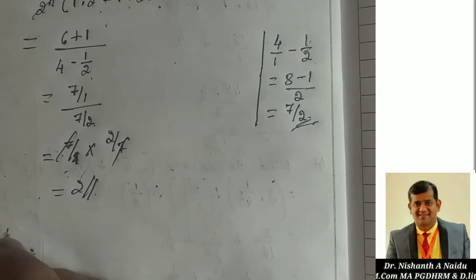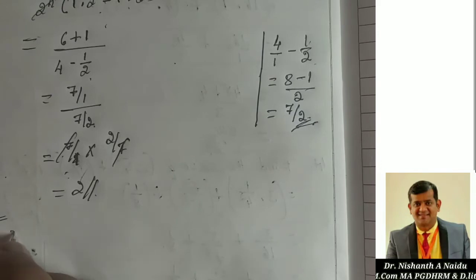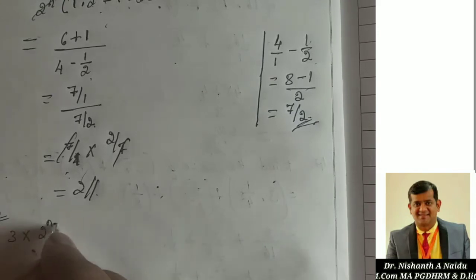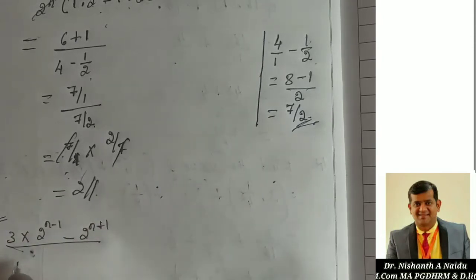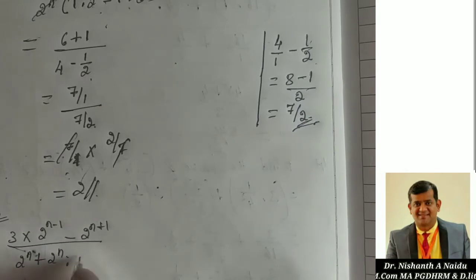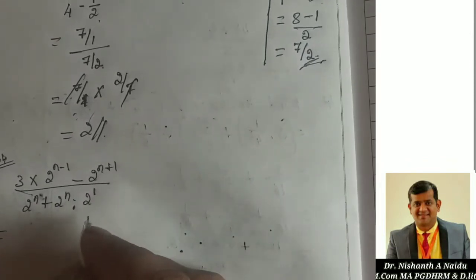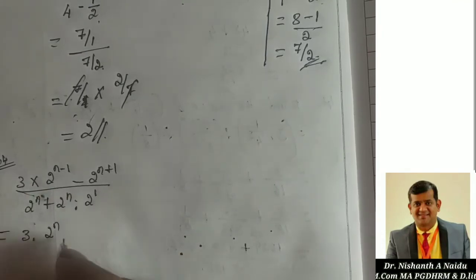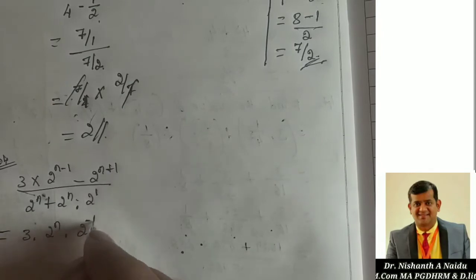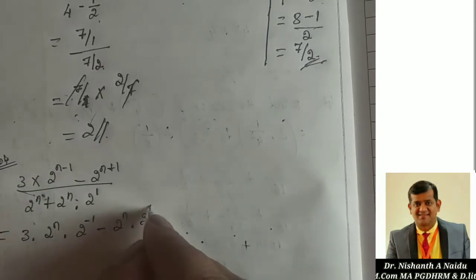Problem number 49. That is a 2004 question paper problem. 3 into 2 to the power of n minus 1 minus 2^n plus 1 divided by 2^n plus 2^n into 2 to the power of 1. Let us do the simplification for this. First take 3 into 2^n into 2 to the power of minus 1 minus 2^n into 2 to the power of 1.